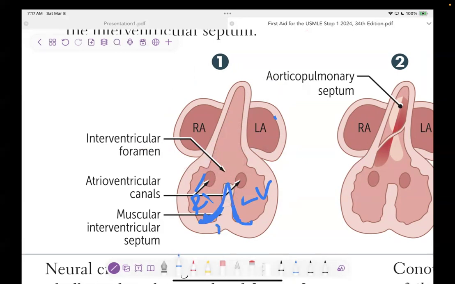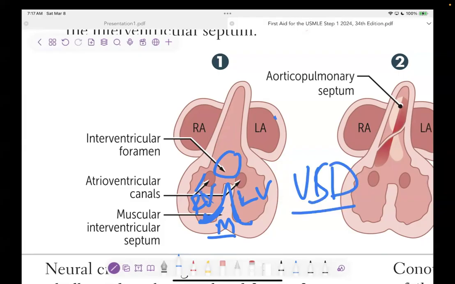This is the muscular layer, right? This is made, but this part is not made. This is called VSD, ventricular septal defect. It means that the left ventricle and right ventricle will have a connection with each other. This is called VSD, or ventricular septal defect, right?